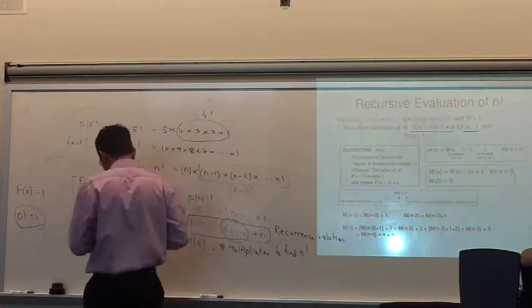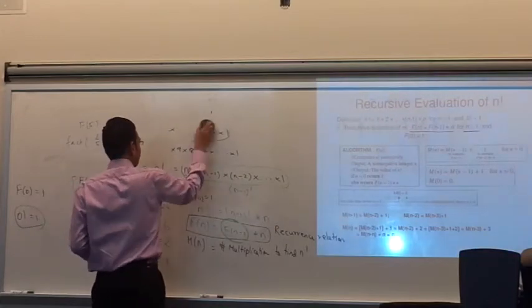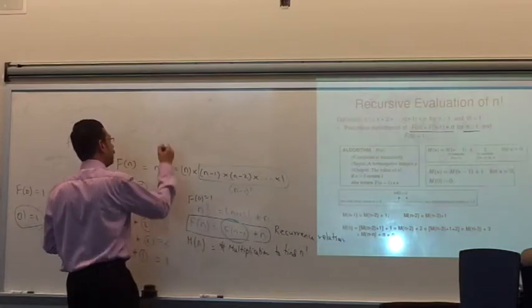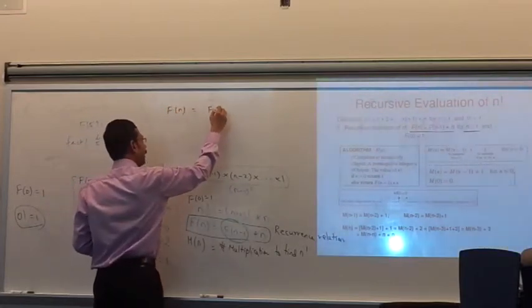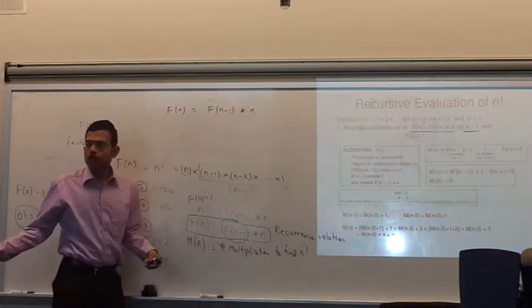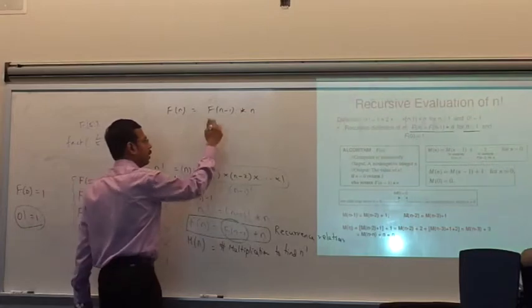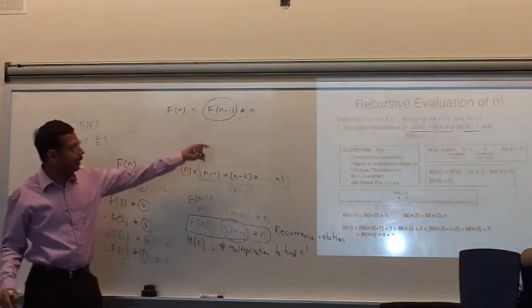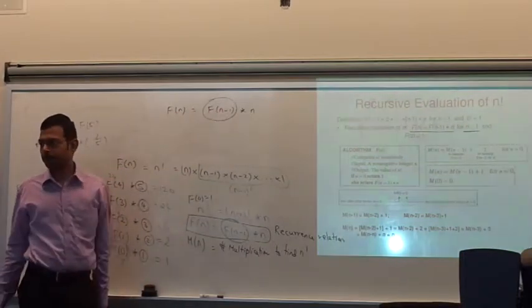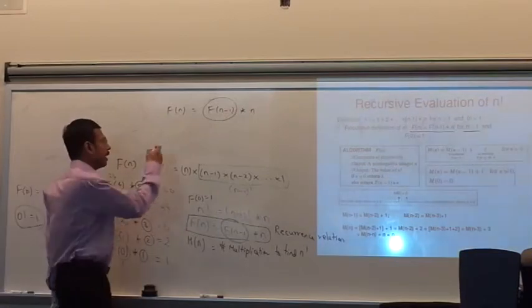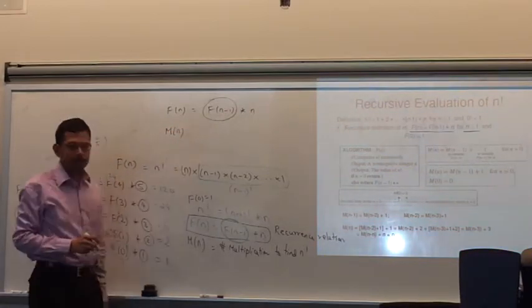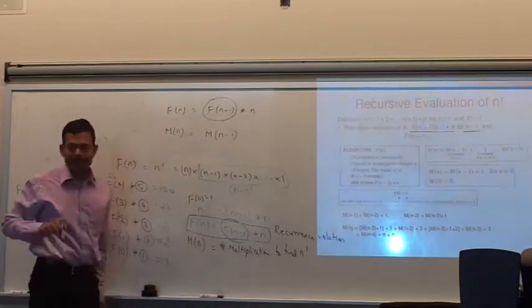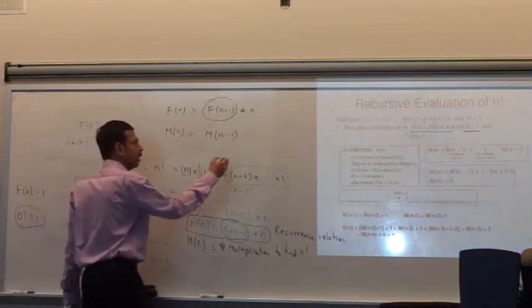If I want to find n factorial, what does the recurrence say? The recurrence relation says you find n minus 1 factorial and multiply that by n, right? That's what my recurrence relation is. So whatever the number of multiplications that you encounter to find this n minus 1 factorial, plus one more multiplication, will give you n factorial, right? So m of n, the number of multiplications to find n factorial, is nothing but the number of multiplications to find n minus 1 factorial, plus 1.